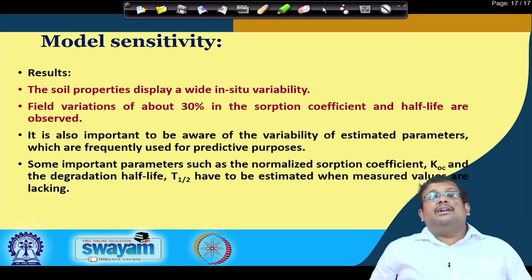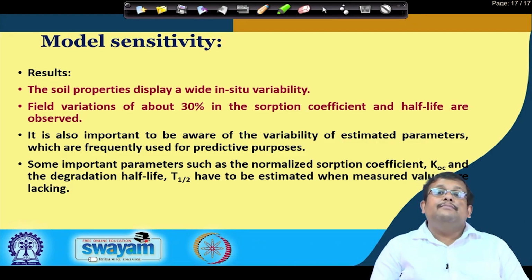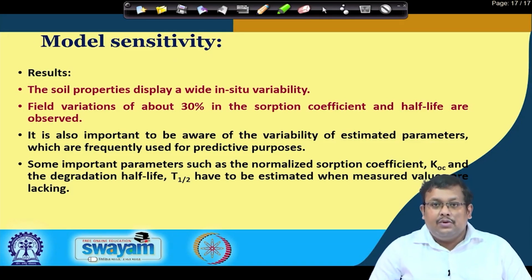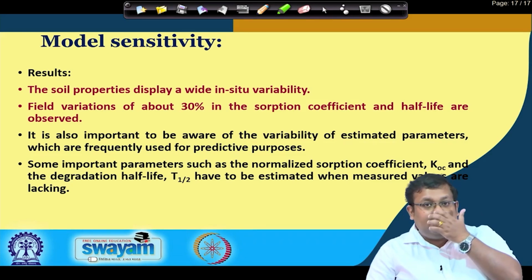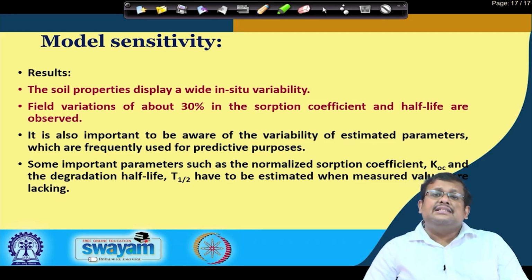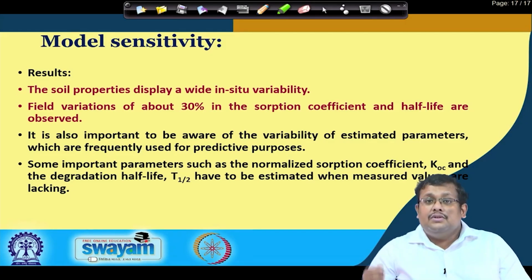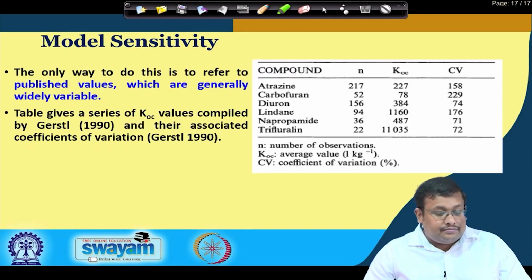It is also important to be aware of the variability of estimated parameters, which are frequently used for predictive purposes. Some important parameters, such as the normalized sorption coefficient, that is KOC, and the degradation half life, that is T half, have to be estimated when measured values are lacking. So, these are some of the important aspects you have to handle very carefully when you try to simulate the fate of the pollutant, because these are very important. If you change these input parameters, obviously the model outputs will also vary.